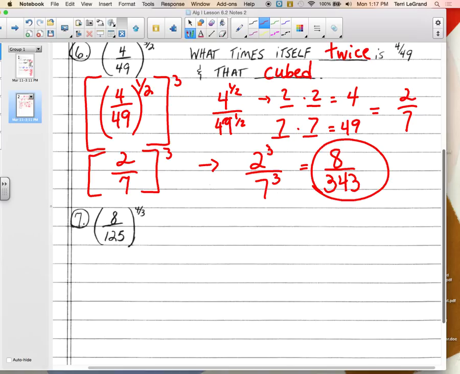So do you think 8 over 343 could be simplified some more? Is there something that divides into 8 that also divides into 343? No, because it's 7 to the power. One's odd and one's even, so if you have an odd number and an even number, it will never. How about 9 and 24? One's odd, one's even.